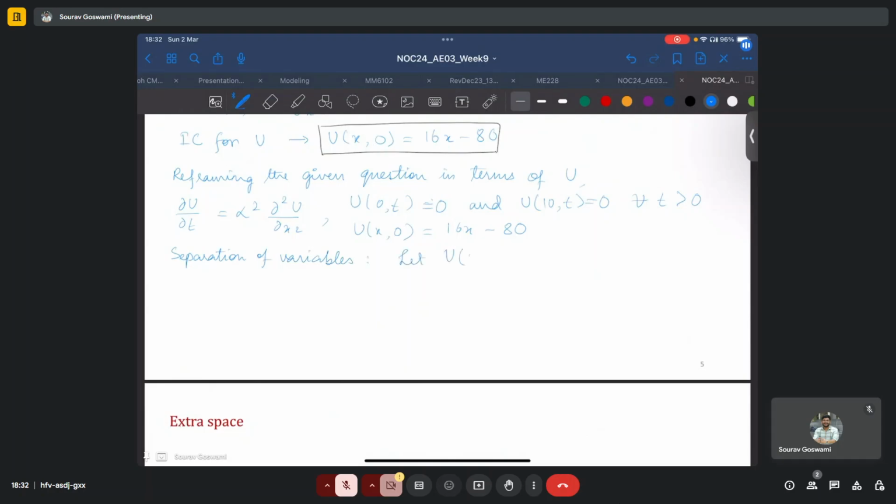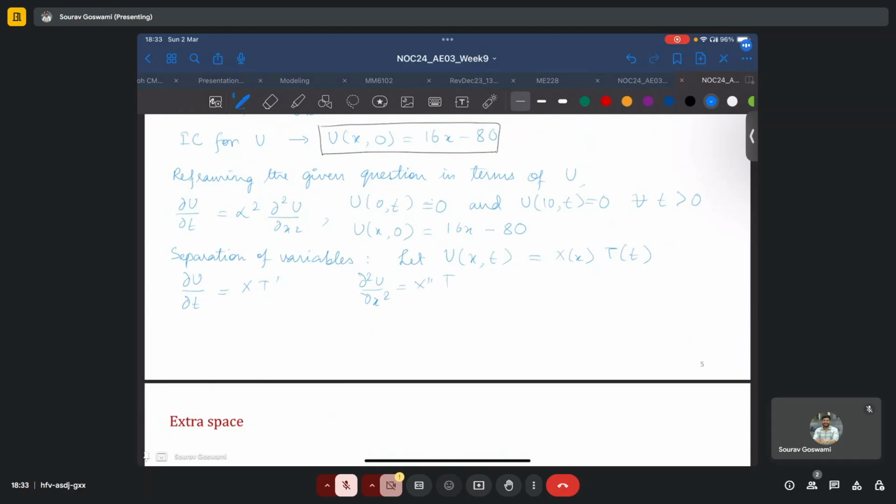So let the function capital U, which is a function of both x and t, be equal to the product of two functions, one entirely of x and the second entirely of t. In this case, ∂u/∂t would equal X T prime and ∂²u/∂x² would equal X double prime T.